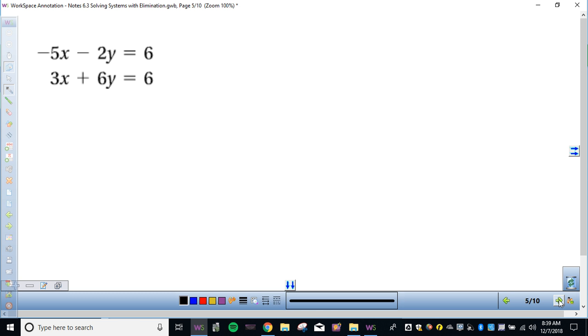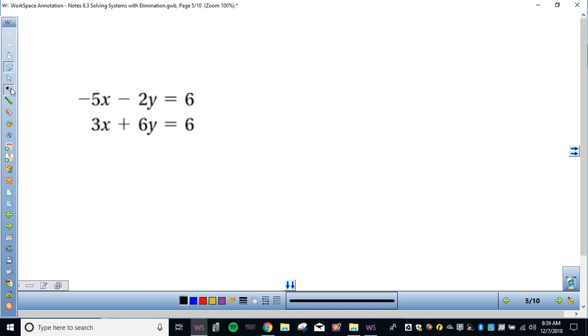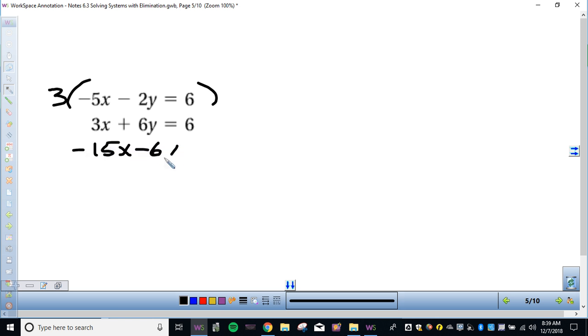No, this one works. Good. So what do I multiply that top equation by, Blake? 3. Because if I multiply that top equation by 3, which letter cancels, x or y? Y. Okay? So we get negative 15x minus 6y equals 18. What was your question, Eli?